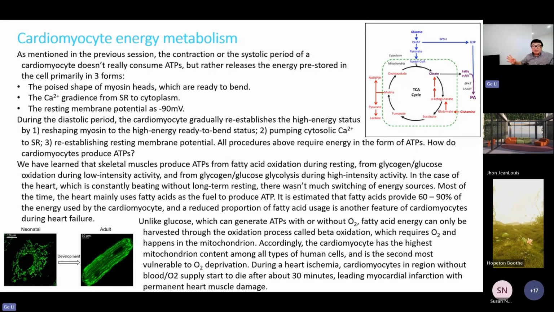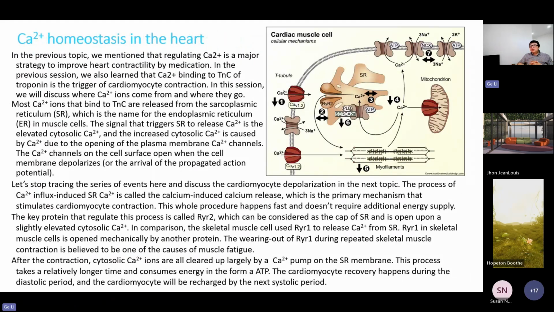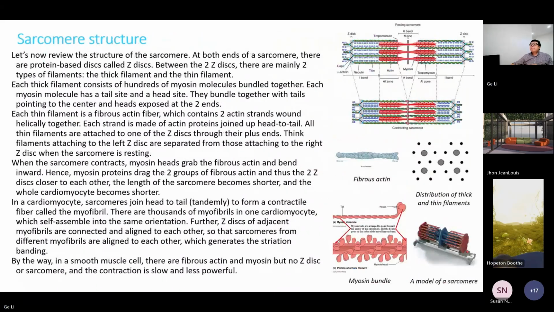get more than half of the energy they use from fatty acids. And the next question is, in which step does the cardiomyocyte need energy? Let's come back all the way to this step, where the myosin drags the actin forward. This is the final step that makes the sarcomere, or the cardiomyocyte, shorter.